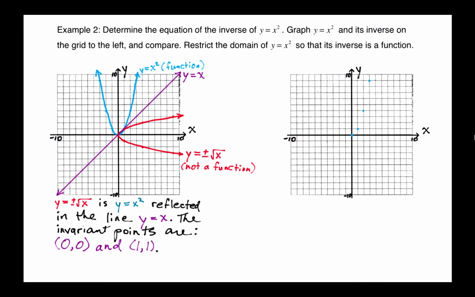Now what I'm going to do is restrict the domain of y equals x squared to just being x greater than or equal to 0. In other words, I'm going to leave off the left branch. When I take all of these points on here and switch their x and y coordinates, what I get is this. And it's only y equals the positive square root of x. So this is actually a function now. And again, it's a reflection in that line y equals x.